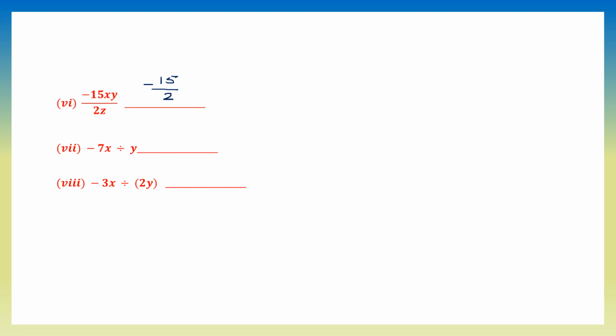Now here, minus 7x divided by y, if I have to write it as a fraction, what do I get? Minus 7x by y. Now let's write only the number. So it is minus 7. So the answer here is minus 7. Similarly, in the next one, minus 3x, if I write it as a fraction, by 2y. So what will my number be? It will be minus 3 by 2.